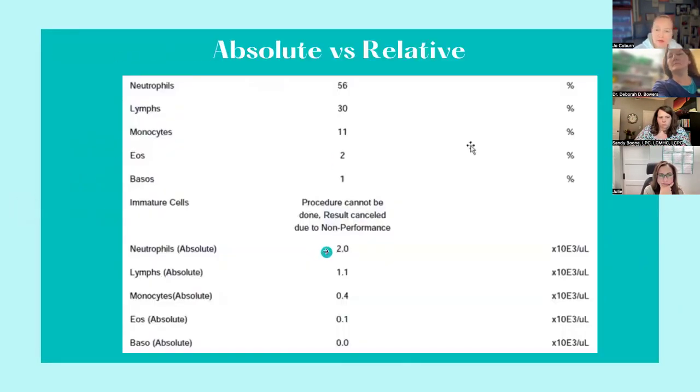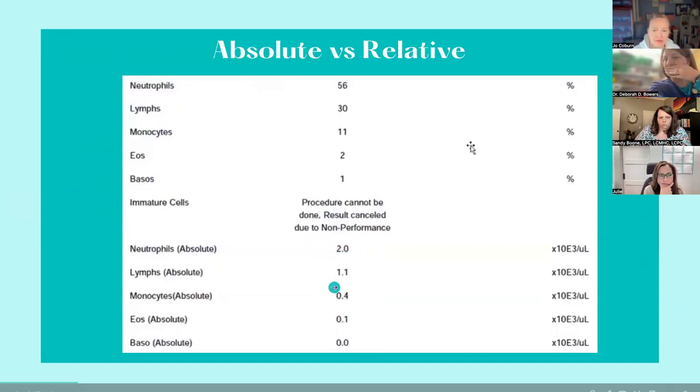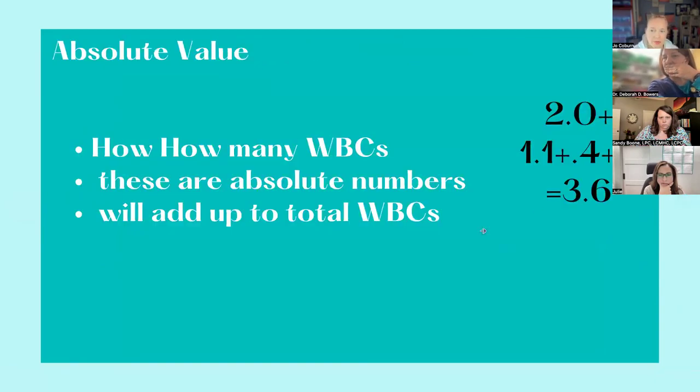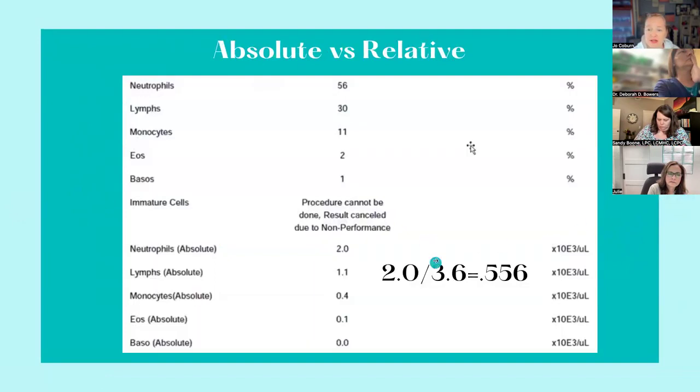So on this panel that we did here, it's 2 plus 1.1 plus 0.4 plus 0.1, and that's going to equal our 3.6. The relative number is out of 100%, and it's a percentage of each type. So the amount is always going to add up to 100%. You divide the absolute into the white blood cells to get the percentage, right?